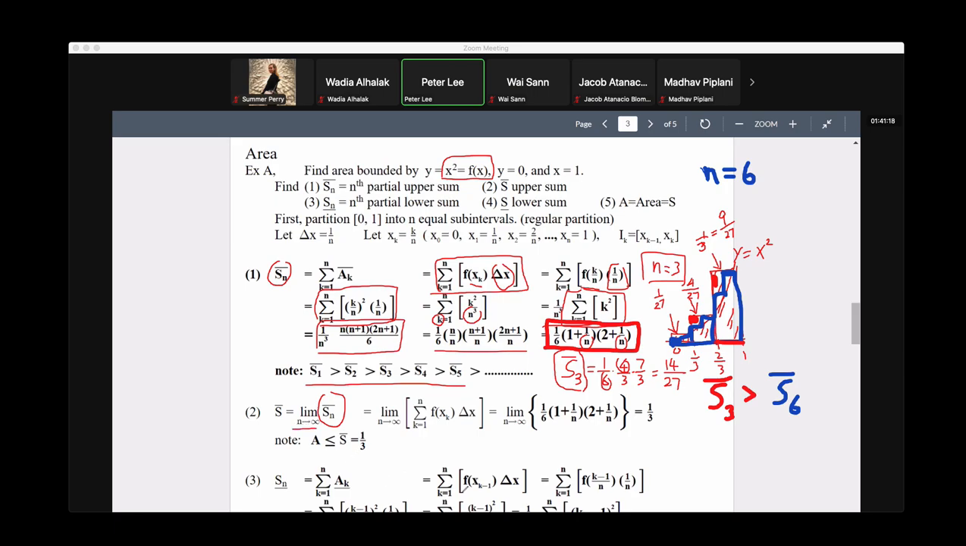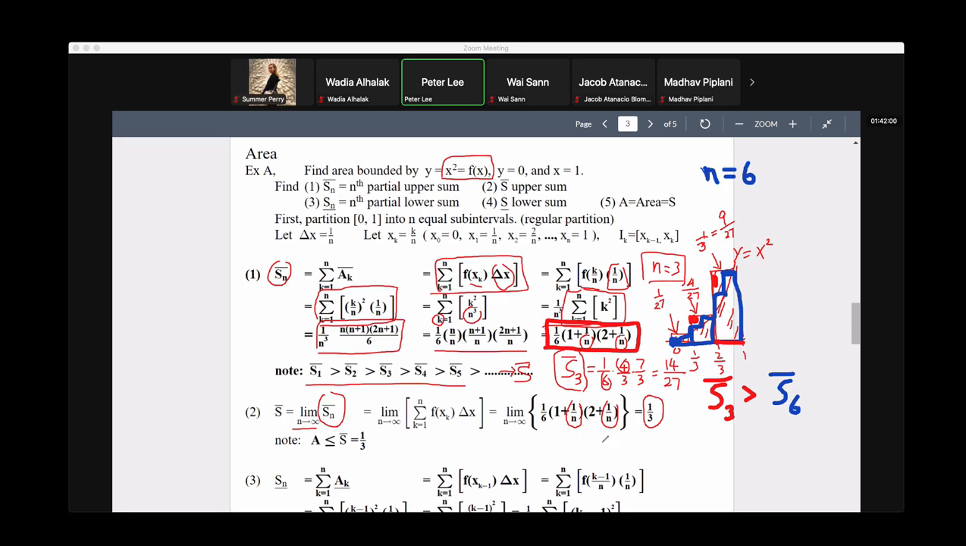So what happens as we chop more? Will this estimate, the n partial upper sum, approach a number? It turns out, yes, it will approach a number, and it will be 1/3. As the number of intervals gets more and more, the area will approach 1/3. So these guys here will really approach 1/3. This is approaching S bar, and S bar is actually approaching 1/3. How do you know that? As n is approaching infinity, this guy's getting to 0, and that guy's getting to 0. The whole thing will go to 1/3.